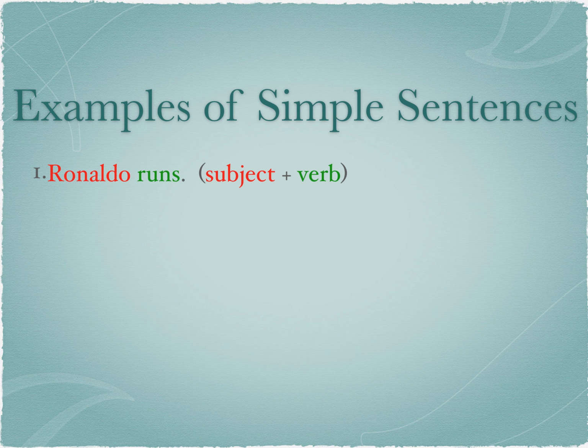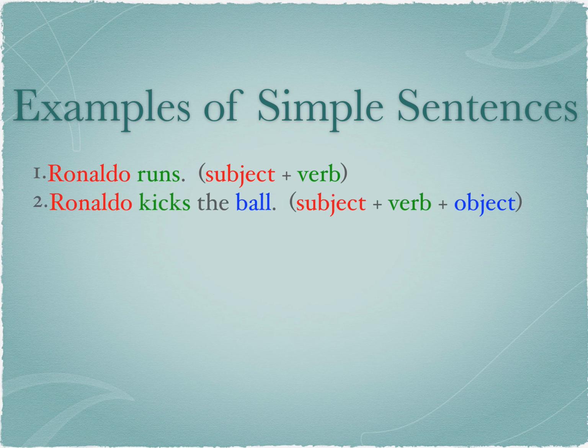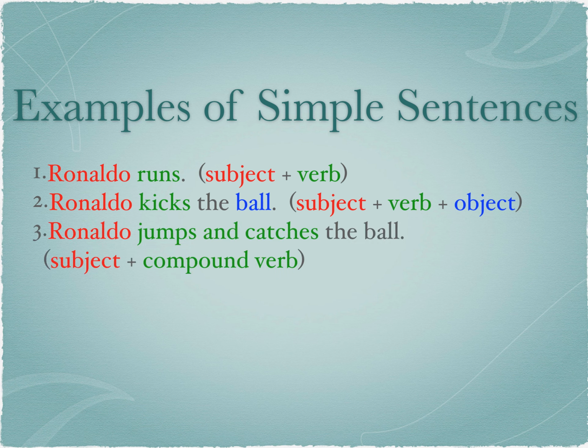So let's take a look at some examples of simple sentences. First of all, Ronaldo runs. Ronaldo is the subject, runs is the verb. That is a complete thought, and it is an independent clause. Another example, Ronaldo kicks the ball. We have a subject, Ronaldo, kicks is the verb, and there's an object. What does he kick? He kicks the ball. So subject, verb, object. In this case, Ronaldo jumps and catches the ball. Ronaldo is the subject, but there are 2 verbs in this sentence, jumps and catches.